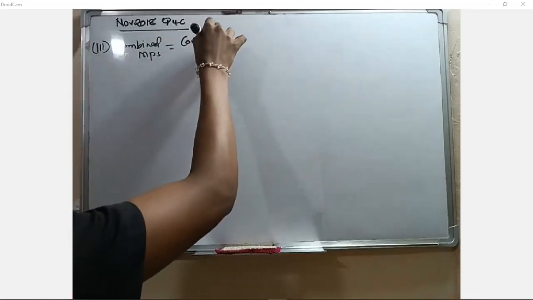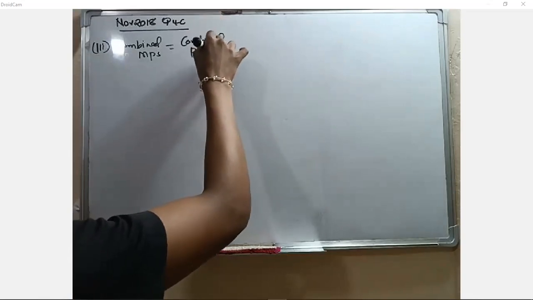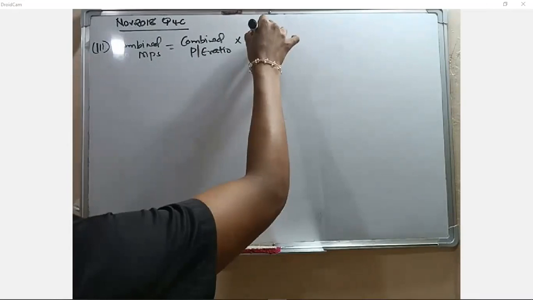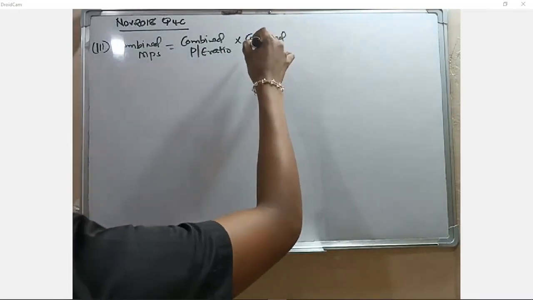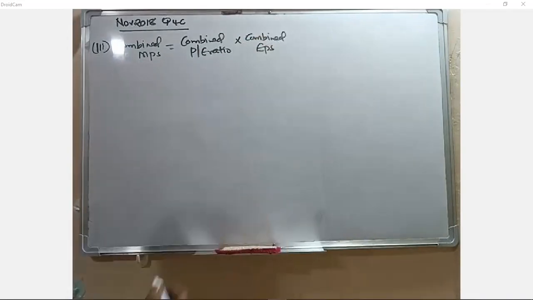Part 3. The examiner is just asking you to calculate your combined market price per share. From the formula that you know for the PE ratio, you normally take the combined market price per share and divide by the combined earning per share. So if you make the combined market price per share the subject, you are going to have the combined PE ratio multiplied by the combined earning per share.